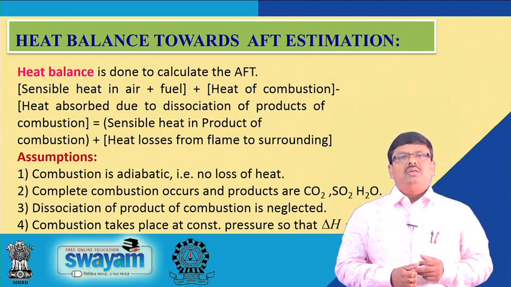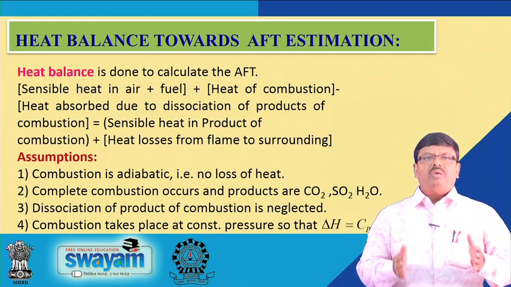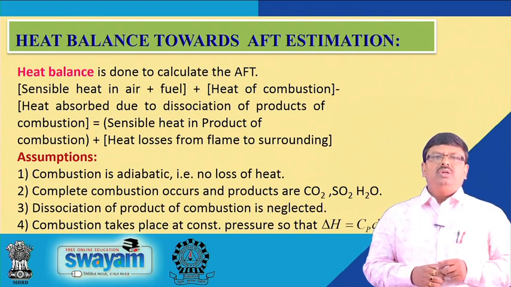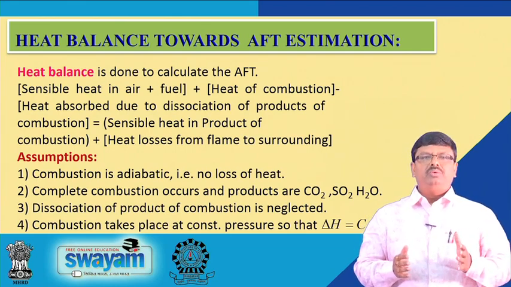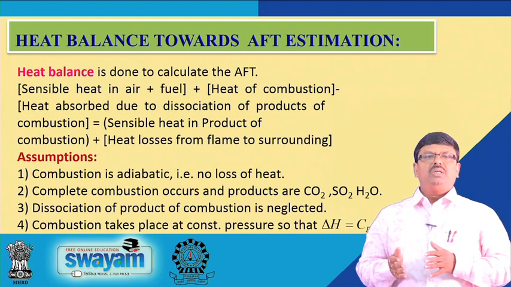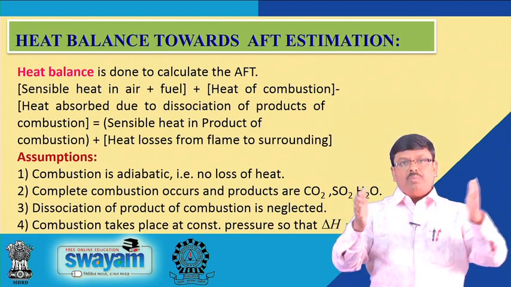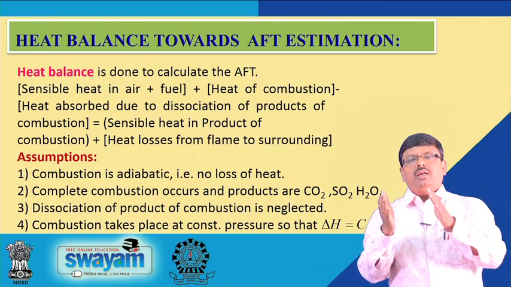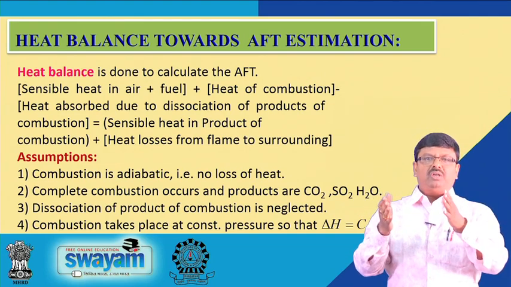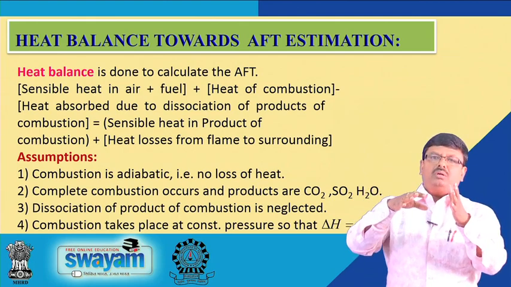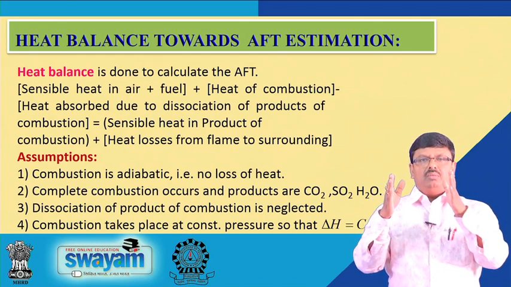Now, the heat balance towards AFT estimations. This is the basic heat balance equation we can consider for AFT estimations. It is done to calculate the AFT, where the sensible heat in air plus fuel, heat of combustion, heat absorbed due to dissociation of products of combustion, sensible heat in products of combustion, and heat losses from flame to the surroundings are considered. That means this is a very simple system where the fuel is supplied, and to ensure complete combustion, excess air is supplied, and on completion of the reaction we get the products in a single stream.